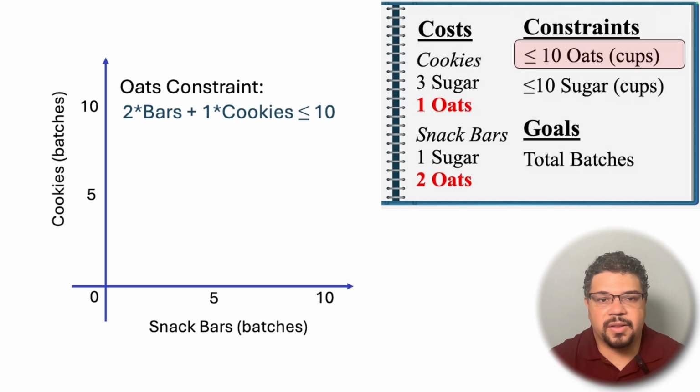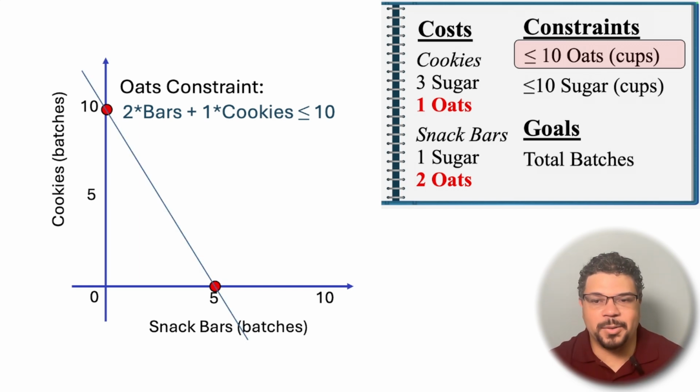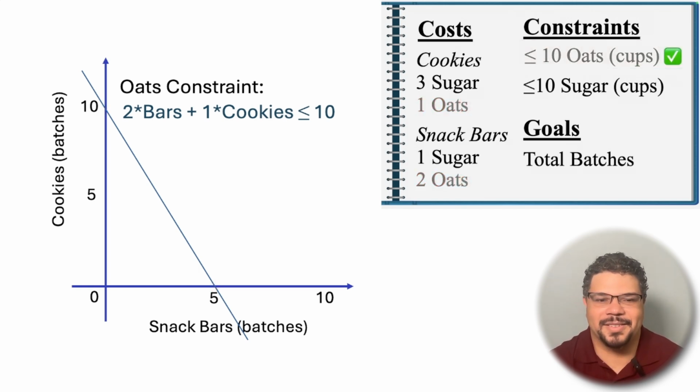What does this constraint look like in the state space? Well, if we cook only cookies, no snack bars, we'll have enough oats for 10 batches of cookies. That's this point here at 0, 10. And if we were to cook only snack bars, they use more oats, so we'd only have enough oats for 5 batches, which corresponds to this point at 5, 0. Connecting a line between these 2 points shows the span of all the different possible combinations that stay within 10 cups of oats. What about sugar?